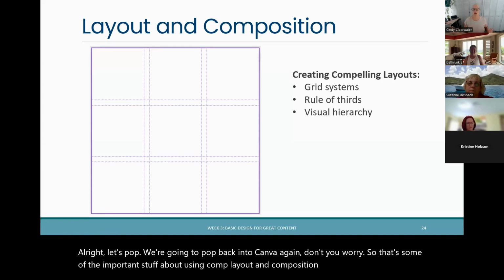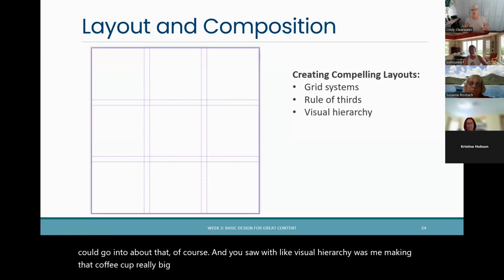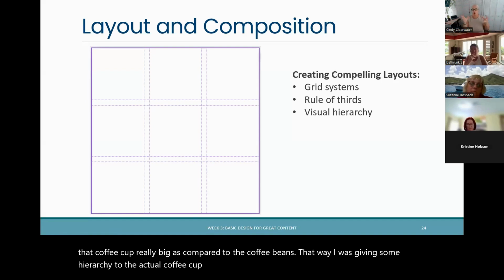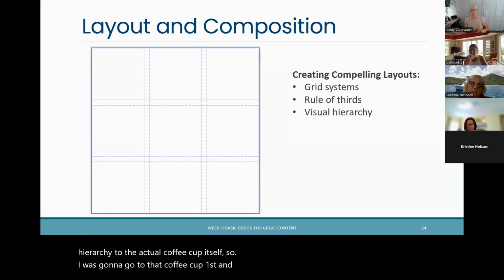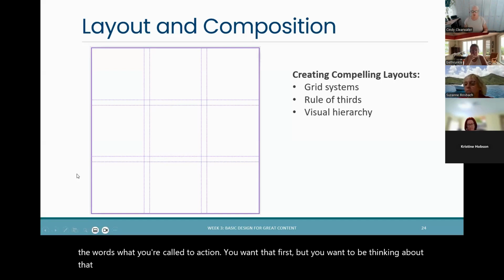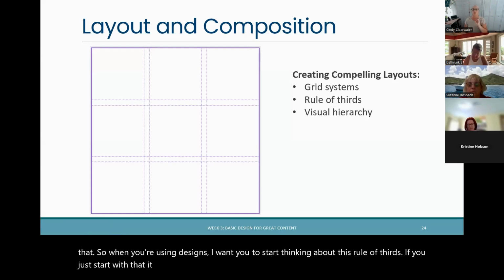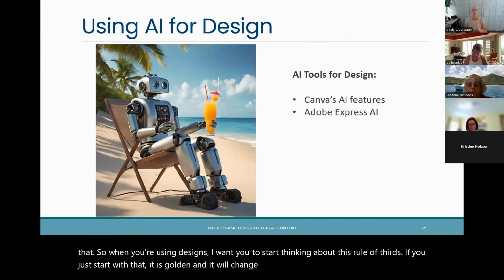So that's some of the important stuff about using layout and composition. There's so much more I could go into about that, of course. And you saw with visual hierarchy, I made that coffee cup really big as compared to the coffee beans. That way I was giving some hierarchy to the actual coffee cup itself. So your eye was going to go to that coffee cup first, and then sort of look at the words. You want the words where your call to action is, you want that first, but you want to be thinking about that. So when you're using designs, I want you to start thinking about this rule of thirds. If you just start with that, it is golden, and it will change how you're doing things in so many ways.